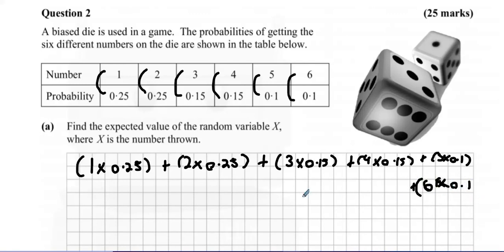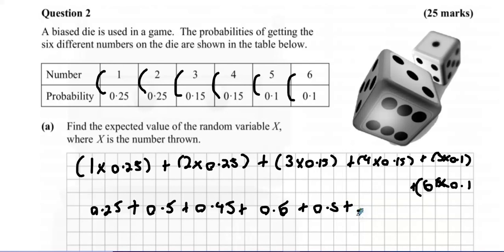Okay, that's 0.25 plus 0.5 plus 0.45 plus 0.6 plus 0.5 plus 0.6. I wonder if I can do this in my head. 1.2, 1.7, 2.2, 2.2 plus 0.7, 2.9. Or you can just try it on here. That's 2.9, lads. Okay, let's move on.